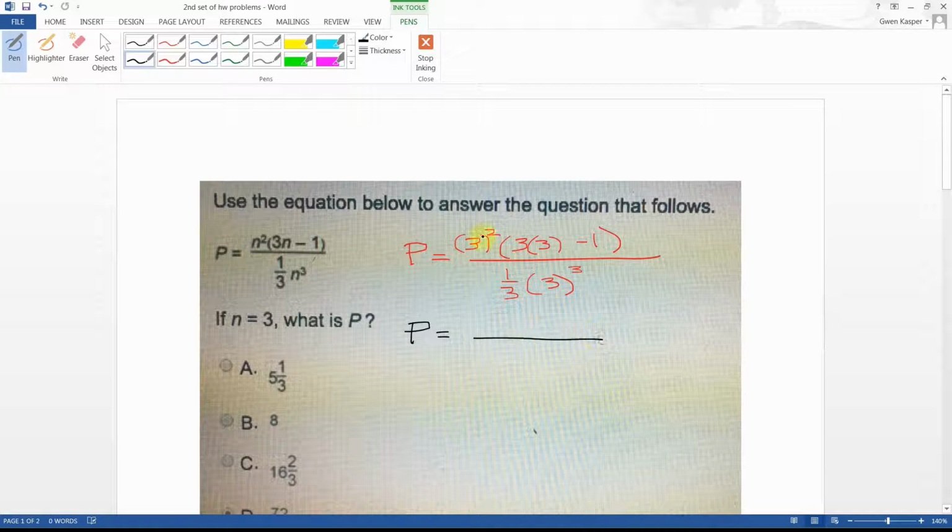So we're going to square this 3, which would be 9. That's 3 times 3. Inside the parentheses, we're going to do this multiplication first before we subtract. So that's 9 minus 1. And then we do the denominator. That's going to give me 1/3. 3 to the 3rd power is 3 times 3 times 3, which is 27.